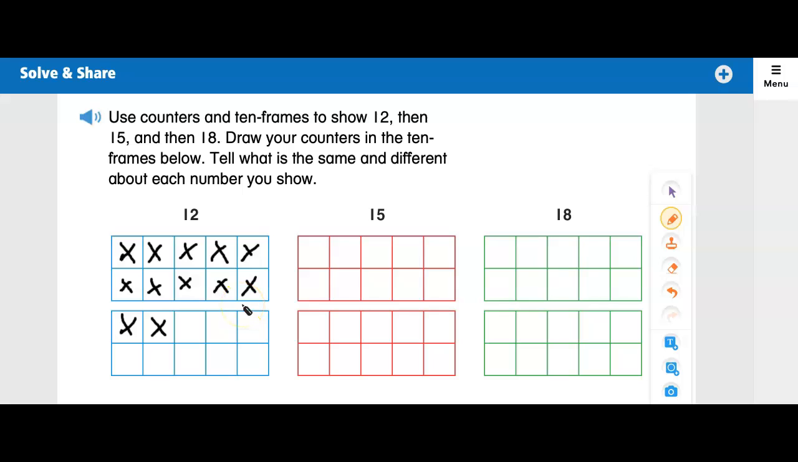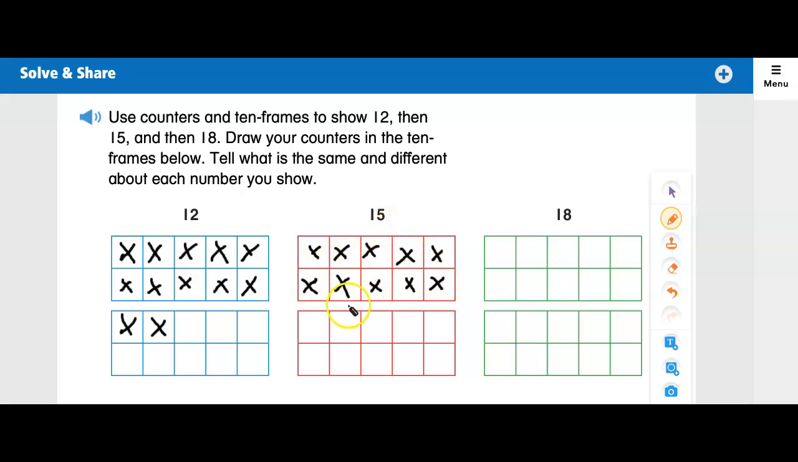Now if I want to show the number 15, I know that I can begin by filling in my tens frame and count on. Be doing it on your paper with me. 4, 5, 6, 7, 8, 9, 10, and then I can count on till I get to 15.